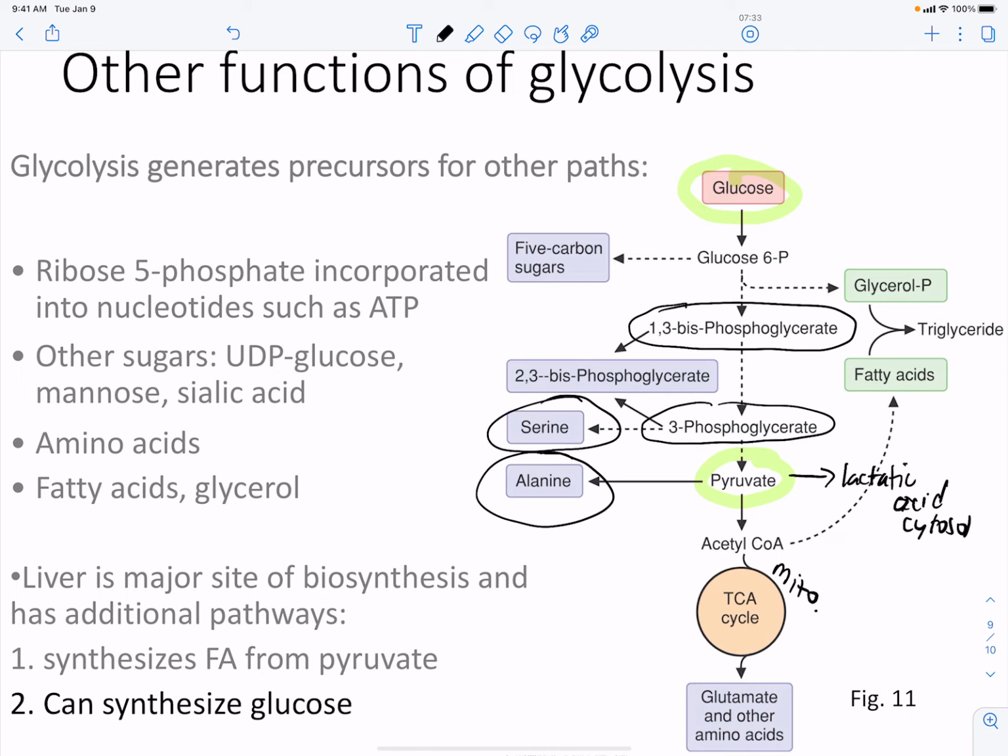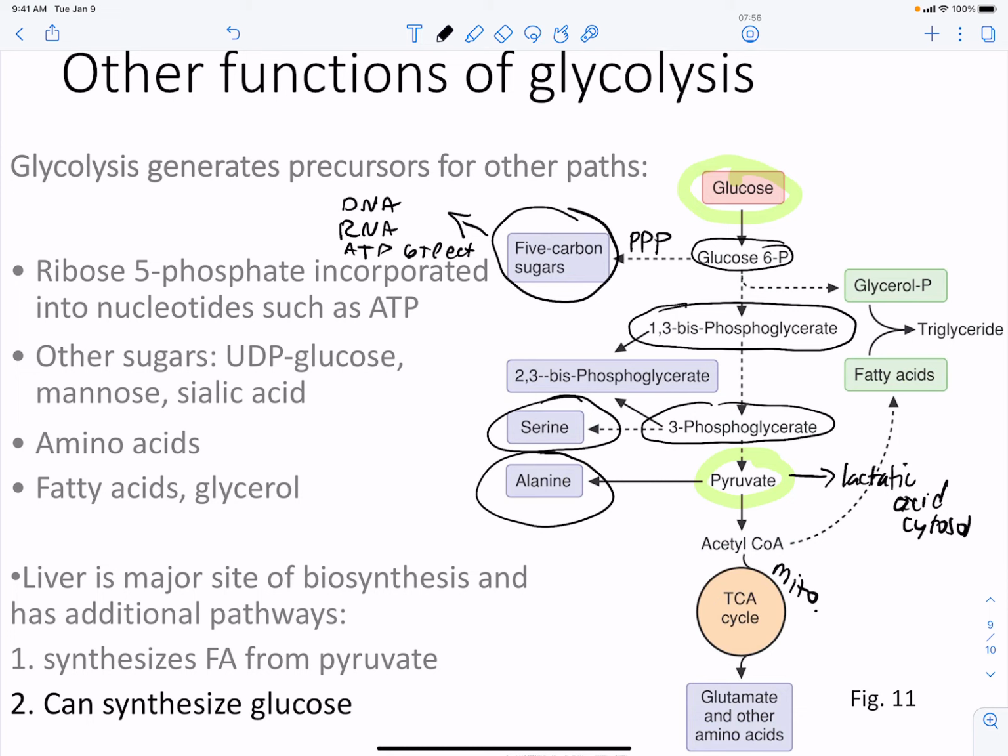3-phosphoglycerate can form serine, and from serine you can get other amino acids formed. Glucose 6-phosphate can go through the pentose phosphate pathway and form your 5-carbon sugars, and these can go on to form DNA, RNA, and your nucleotides, ATP, GTP, etc. You also have glucose 6-phosphate that can become glycerol phosphate, and this can make your fats. So this can make your TAGs or your phospholipids, etc. So there are many things that the carbons of glucose can do when it comes in.